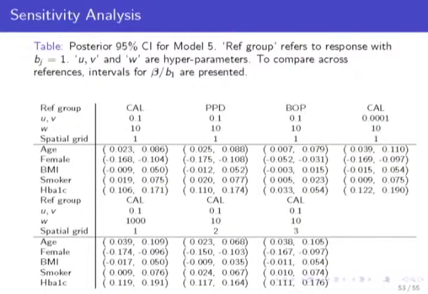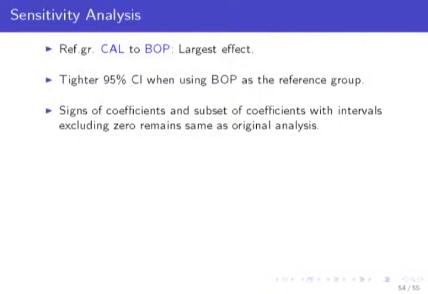What I'm getting here is that as you change from CL to BOP, you have a lot of effect. This is going to happen because we accommodate the bleeding on probing, the binary indicator, with the probit trick, and there is very little information in bleeding on probing. So changing the reference group from CL to BOP would have some influence on the credible intervals. But overall, what I find is that the sign of the coefficients and the subset of coefficients with intervals excluding 0 remain the same.